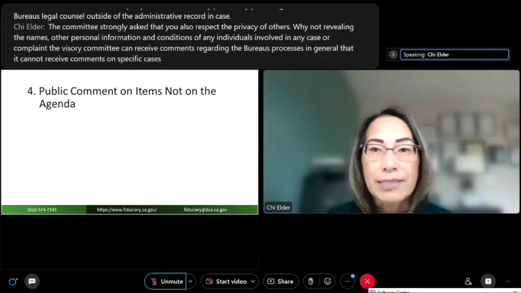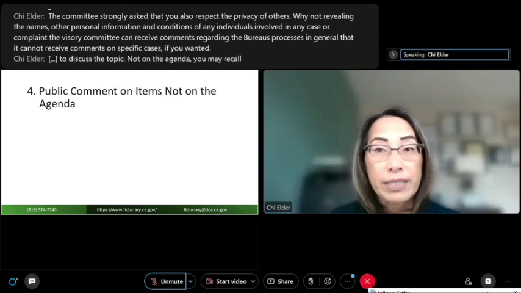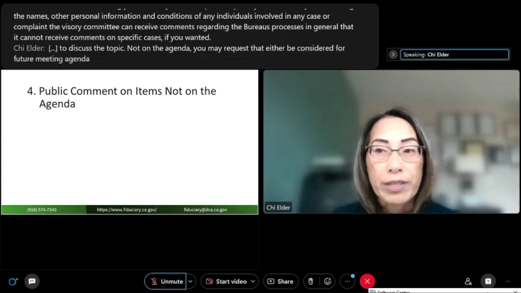If you want the committee to discuss a topic not on the agenda, you may request that item be considered for a future meeting agenda. However, a request does not obligate the Bureau to fulfill that request.